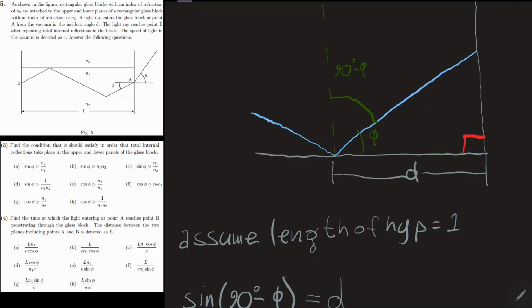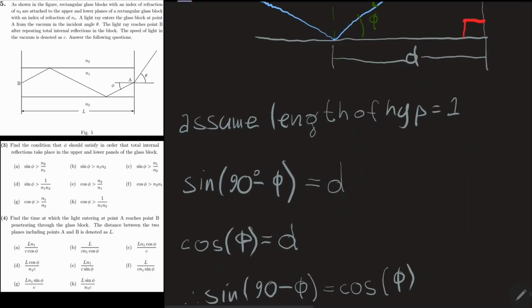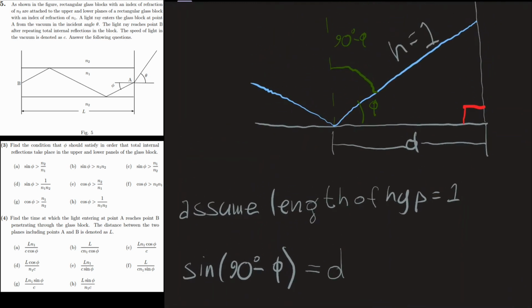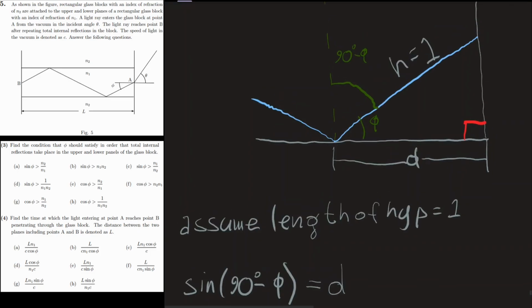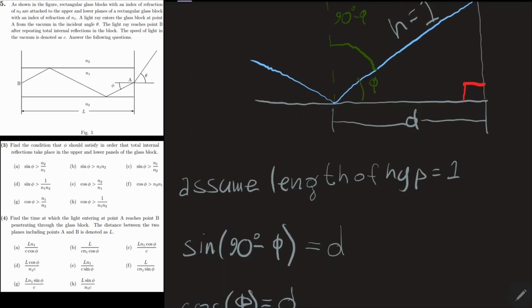Now we're going to assume that the length of the hypotenuse, which is of course this line right here, is just equal to 1. And that's fine because whenever you're doing trigonometry, sine and cosine, it only matters on the ratios of side lengths. So you can make the hypotenuse whatever length you want as long as you keep the ratios the same. But the calculations are easiest if you just make it equal to 1. So sine is of course equal to opposite over hypotenuse.